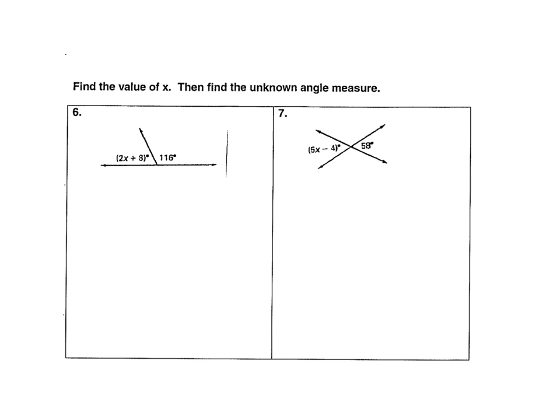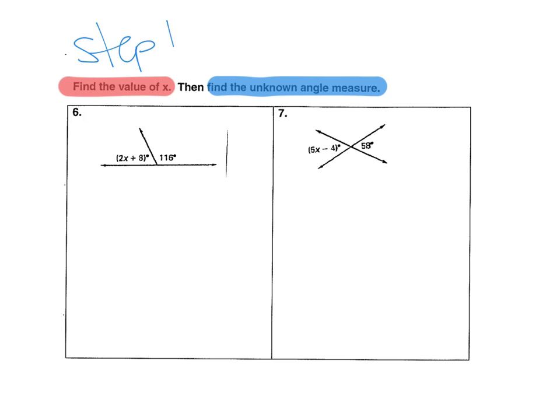Now you can see that number 6, our angles are adjacent supplementary, which means they're going to add up to 180. But number 7, we have vertical angles. Use your definitions from the first page and determine what is the value of x. So find the value of x. Then you need to find the unknown angle measures. So you have 2 steps here, step 1 and then step 2.